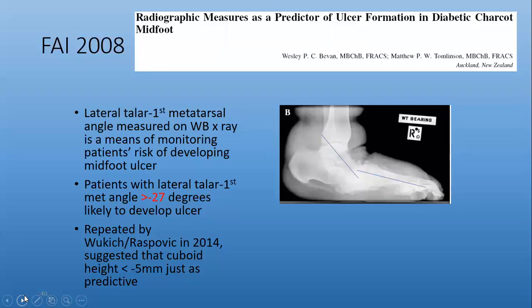So that lateral talar first metatarsal angle measured on weight-bearing X-rays, which is really important, making sure they're weight-bearing. And that lateral talar first met angle, or Meary's angle, anything greater than -27 degrees, the patient is likely to develop some kind of ulceration. And then Wukich kind of did a spin-off of that and also suggested that a cuboid height of less than -5 millimeters also is predictive. So who wants to read this X-ray?